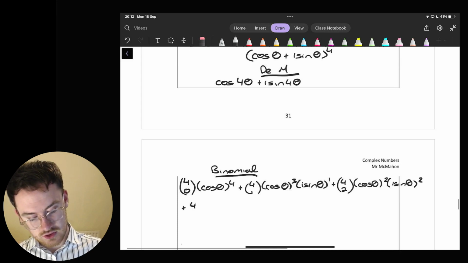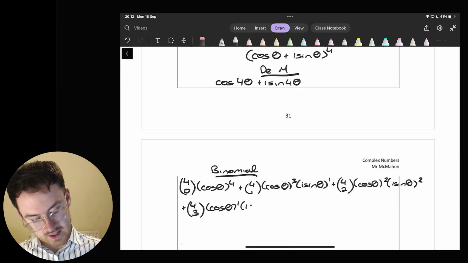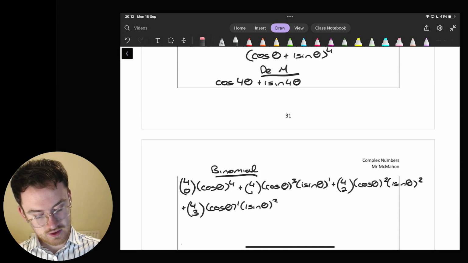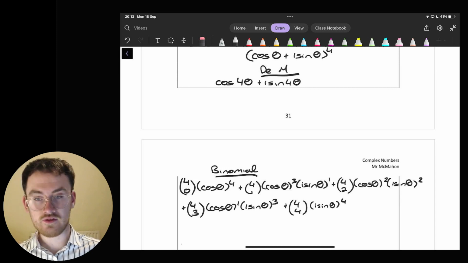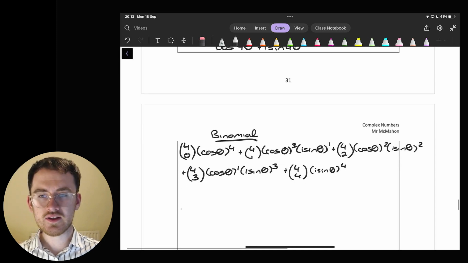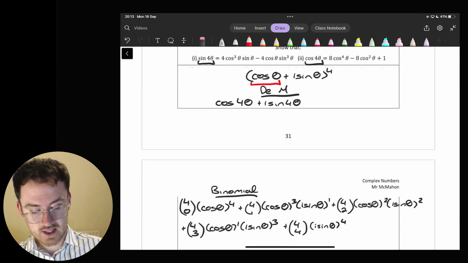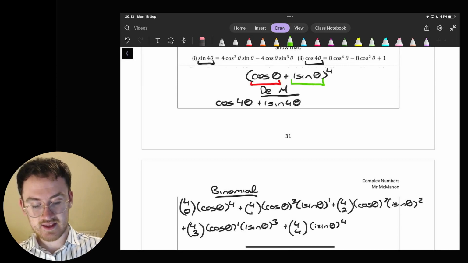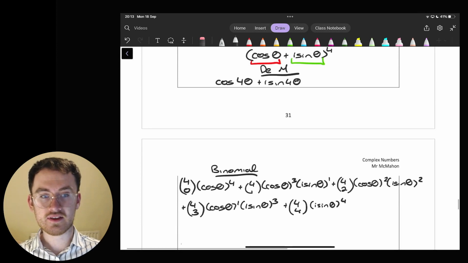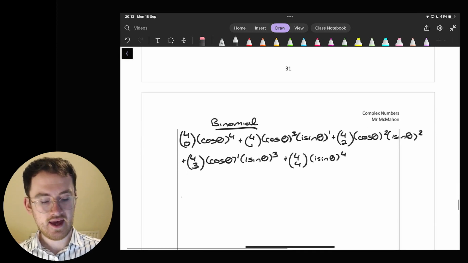We have 4 choose 3. We have cos theta to the power of 1. We have i sine theta to the power of 3. And then 4 choose 4, and we have i sine theta to the power of 4. So making sure there as well that we're including those i values in this binomial expansion. Our two terms are cos theta and i sine theta, so we have to make sure we're including that i sine theta as well. And the i, I suppose, is the easy part to forget.